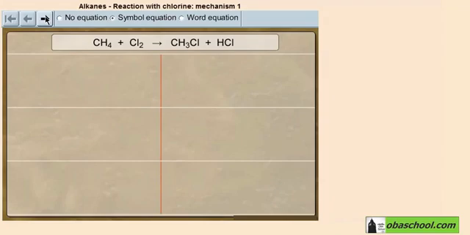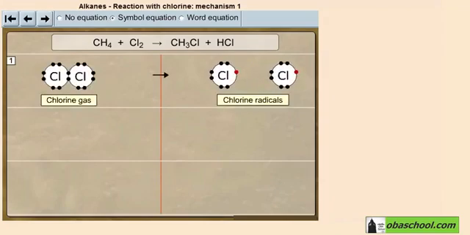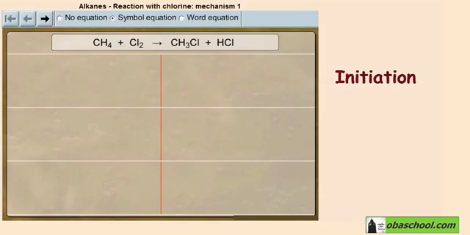In the first step, a chlorine molecule, Cl2, splits. One electron of the shared pair in the covalent bond stays with each chlorine atom. So this red dot is the electron from the bond broken. Two chlorine radicals, which are very reactive, are formed, and this step is the initiation step. Actually, ultraviolet light provides the energy required to split the chlorine molecule into two chlorine radicals.